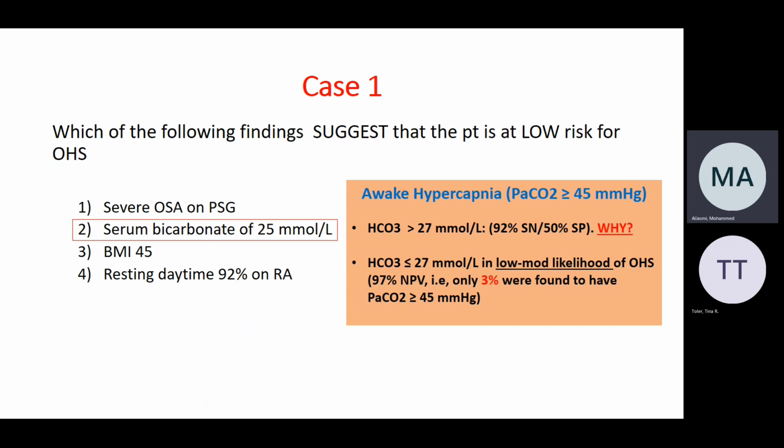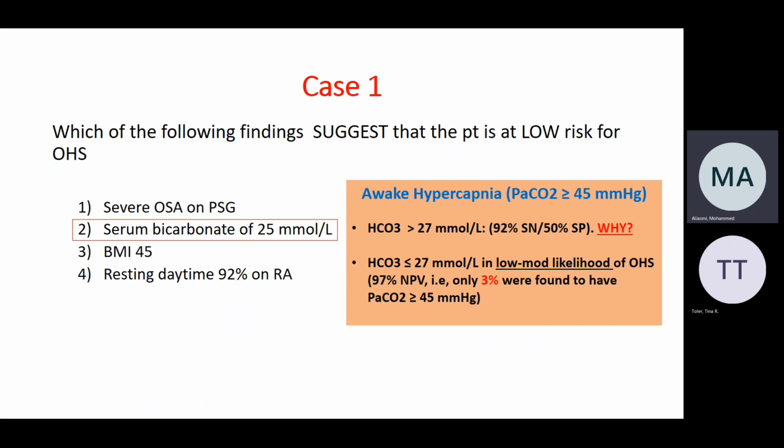Let's say that we don't want to stick people and send them for ABG, especially in clinic. If it is less than 27, provided that you have low to intermediate suspicion of OHS, you do not have to do ABG. But if the patient looks very classic for OHS, even if their bicarb is less than 27, you still need to do the ABG. It's only helpful to rule out the daytime hypercapnia of more than 45. It doesn't rule out OHS.